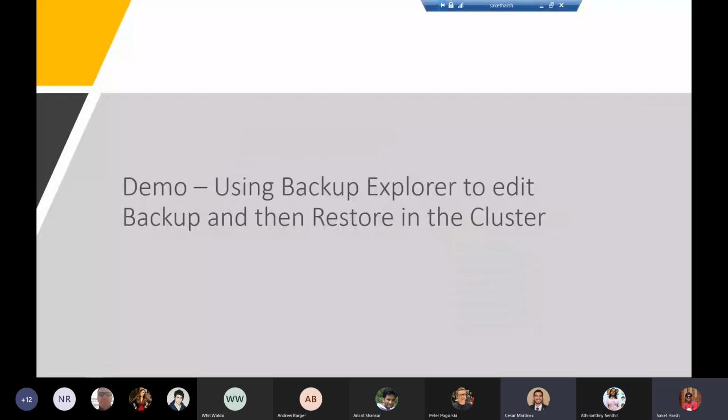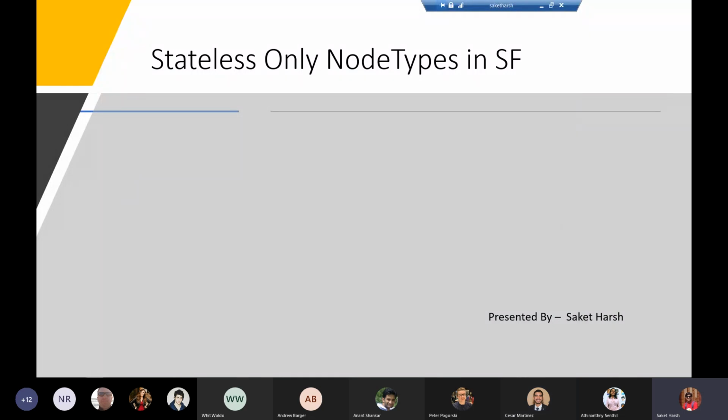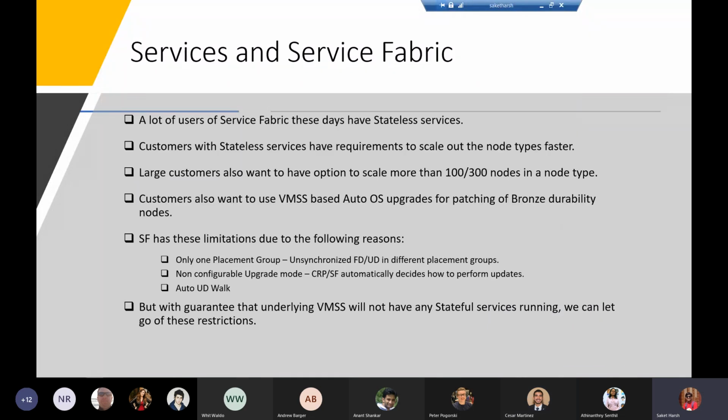Okay, so we'll move on to the next topic of today, that is stateless only node types in SF. There are a lot of Service Fabric users that only have stateless services running on their clusters, and these users don't have to care about quorums or data or anything. So for those users, it just does not make sense to have those restrictions that we use for stateful services put on the underlying VMSSs and the node types themselves.